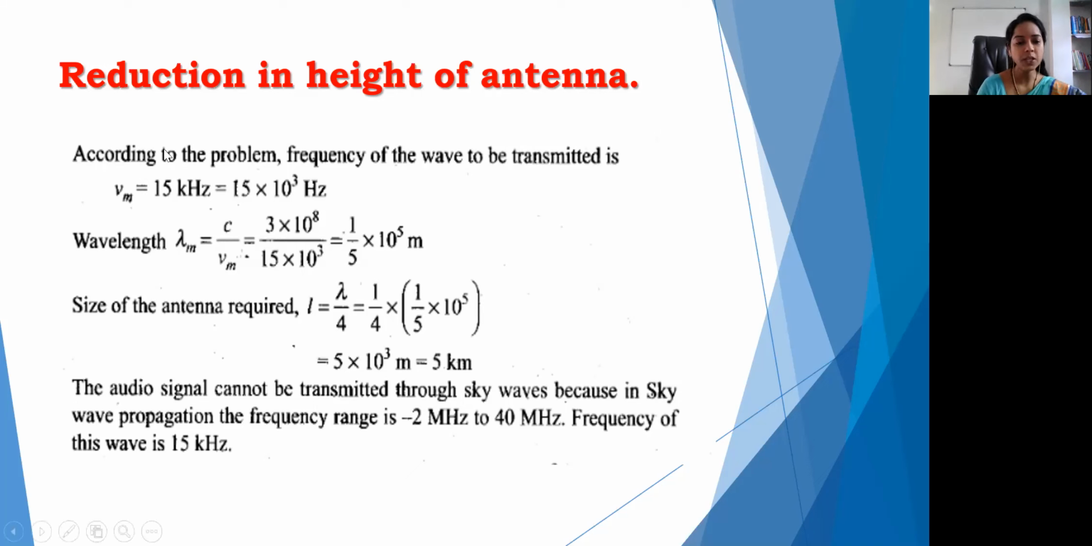Okay. So here when we calculate the size of antenna, it will be L is equal to lambda by 4. Lambda means whatever your wavelength comes out to be, that should be divided by 4. It will give you the height of antenna.